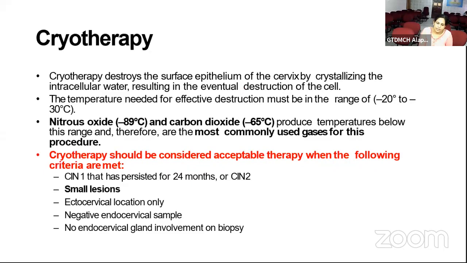So regarding cryotherapy. Cryotherapy destroys the surface epithelium of the cervix by crystallizing intracellular water, resulting in the eventual destruction of the cell. The temperature needed to effect destruction is -118 to -30 degrees Celsius. We commonly use nitrous oxide and carbon dioxide. Cryotherapy should be considered acceptable therapy when the following criteria are met: CIN1 that has persisted for 24 months or CIN2, small lesions, ectocervical location only, a negative endocervical sampling, and no endocervical gland involvement on biopsy. Only ectocervical lesions can be treated with cryotherapy. Where there is an extension into the endocervix, we have to go for other treatment modalities.